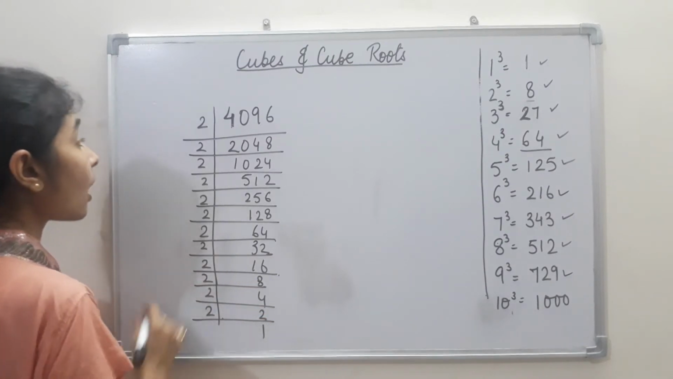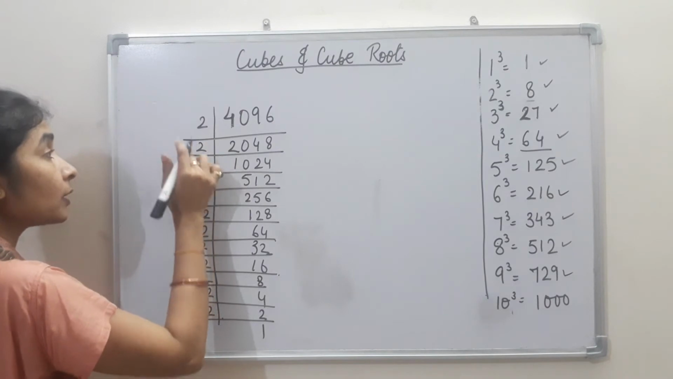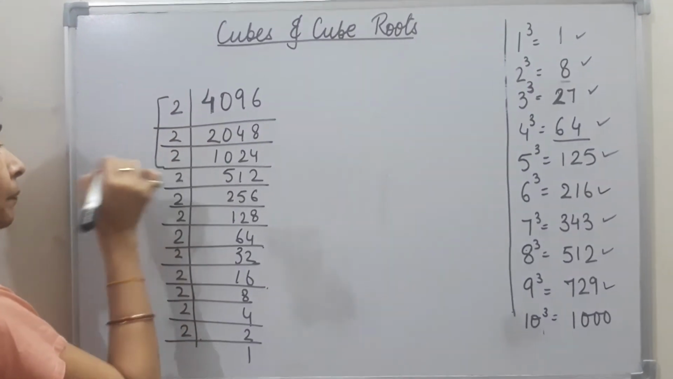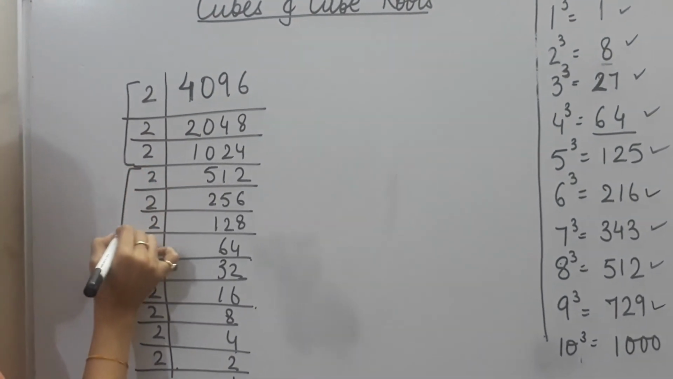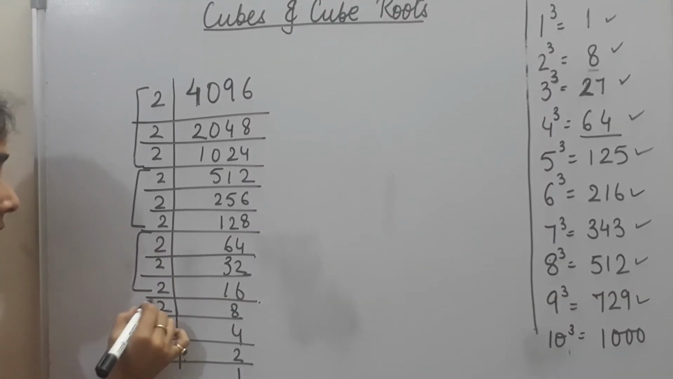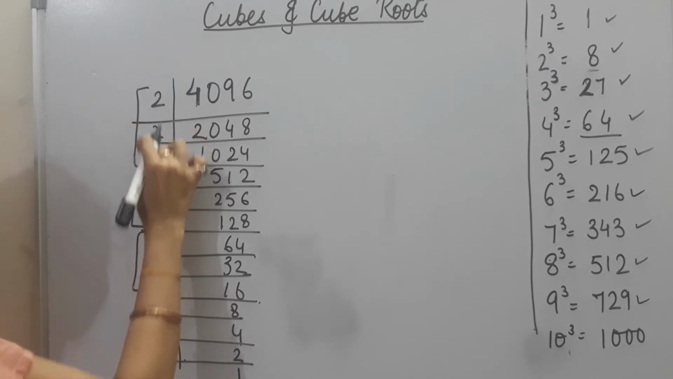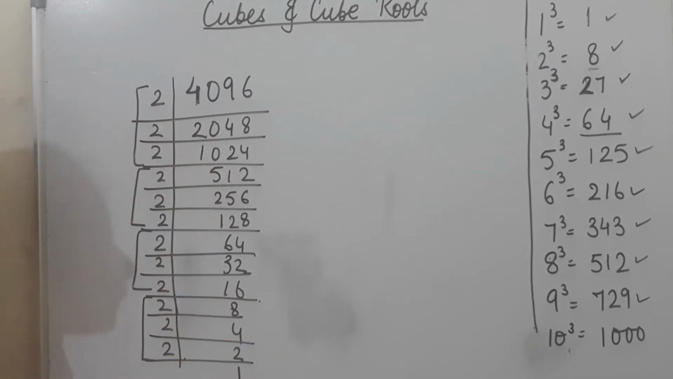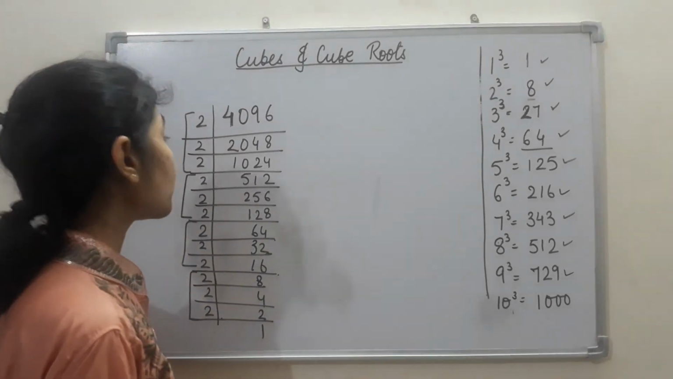So let us see how many 2's are there. 1, 2, 3. And grouping them into threes, because again writing them will be a big time consuming. So here 2, how many times is it there? 4 3's, it is 12 times. Okay, 2 raised to the power 12 is there.